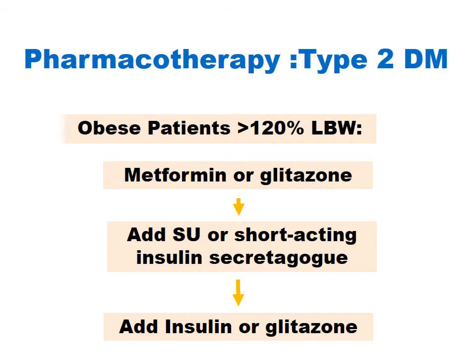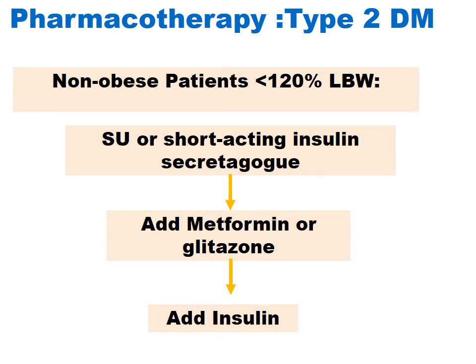Pharmacotherapy of type 2 diabetes mellitus. In obese patients, we start with metformin or glitazone. If not effective, add another drug, sulfonylurea, or short-acting insulin secretagogues. If not effective with a two-drug combination, then we can add insulin or glitazone if not used previously.